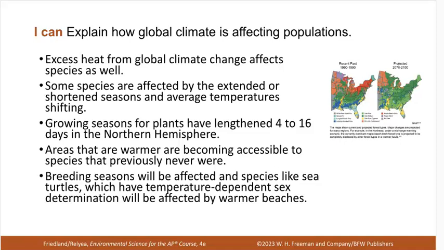Let's talk about some other impacts. There's excess heat. Animals can be affected by heat stroke, including humans and other animals. Some species are affected by shortened growing seasons and average temperature shifting. So in some places it might be warmer, which is good. Like if you're normally in the tundra and you're a photosynthesizer, or let's say you're a plant or animal that likes warmer temperatures, it's going to be warmer. That might be nice for your particular species.